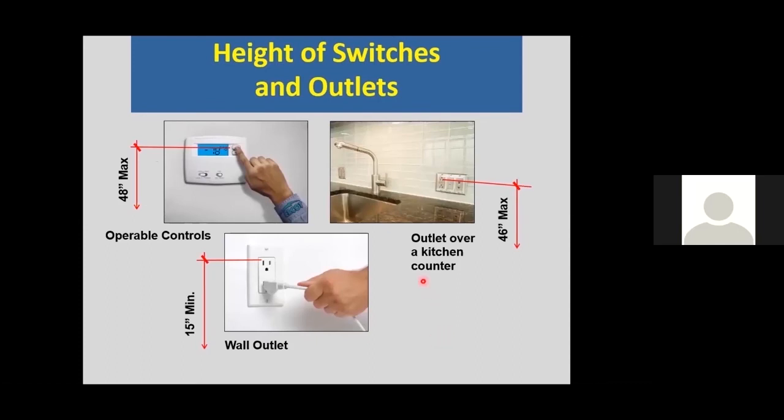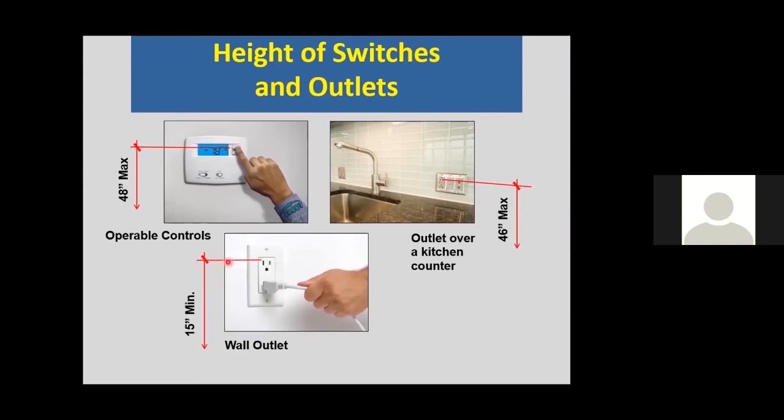So we need to, oops, I did this wrong. I'm sorry. I corrected this and I went the wrong way. So what we need to do is have the uppermost operable part no higher than 48 inches above the floor. If our outlet or switch is located over an obstruction, like a kitchen counter, then it needs to come down to 46 inches because we can't reach as far over an obstruction.